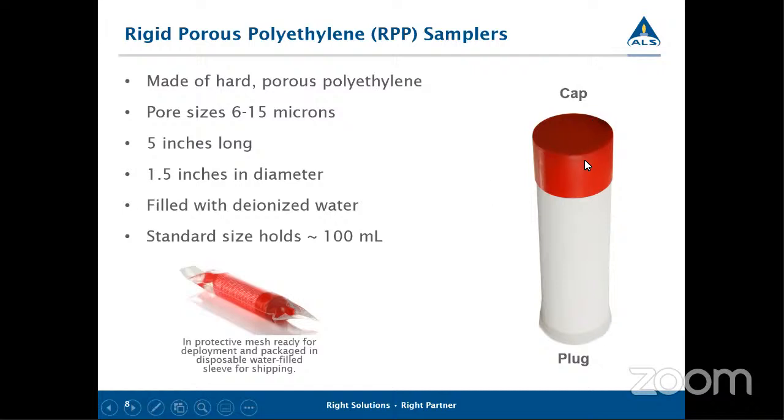It's got the Delrin cap on there that is removed to collect the sample. This picture on the lower left here is what you will receive upon shipment of the RPP. We ship them contained within polyethylene bags because the pore size is a little bit larger. If they're handled roughly, if they're squeezed in shipment, the water can seep out of those pores. So we send them in a water-filled sleeve for shipping. When you're ready to deploy, you just cut it out of the polyethylene bag. It's contained within that red mesh device, which is exactly where you're going to hang it from for deployment into the well.